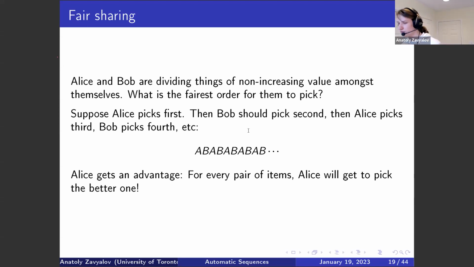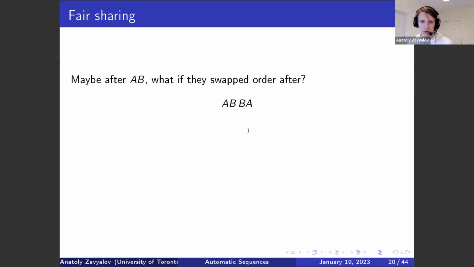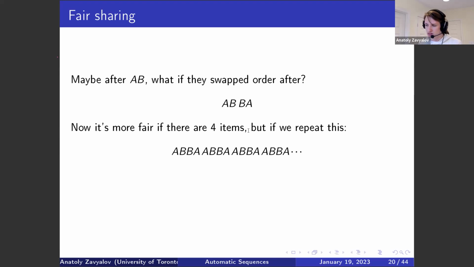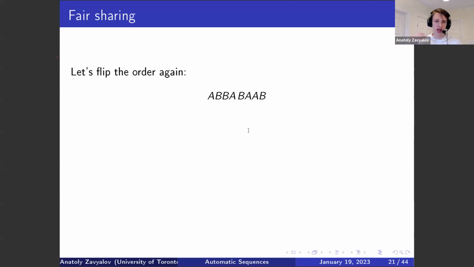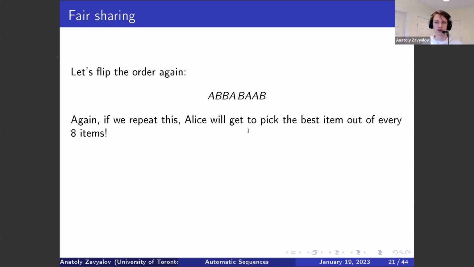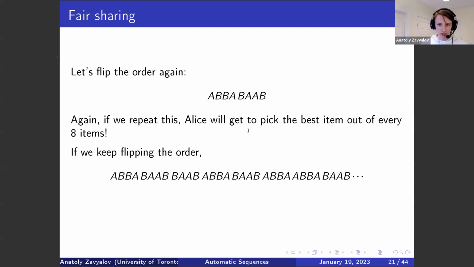So Bob comes up with an idea. What if after AB, we do BA? So now on the next pair, Bob will get to pick first. Well, if we repeat this, if we have more than 4 things, then Alice still has an advantage because for every 4 items, Alice will get to pick the best one. So what if they swapped order again? After ABBA, they do BAAB. But then again, every 8 items, Alice has an advantage. So let's keep flipping the order.